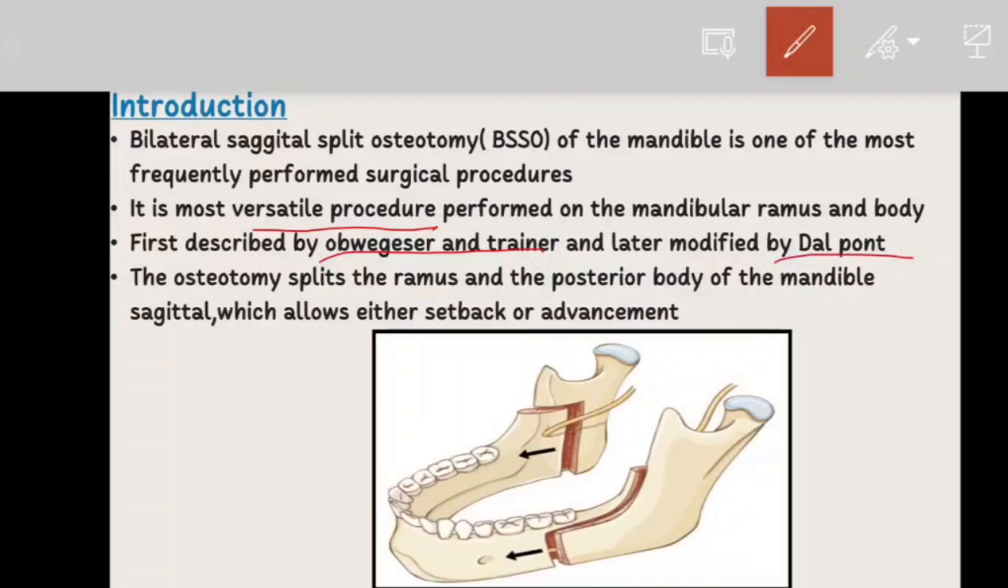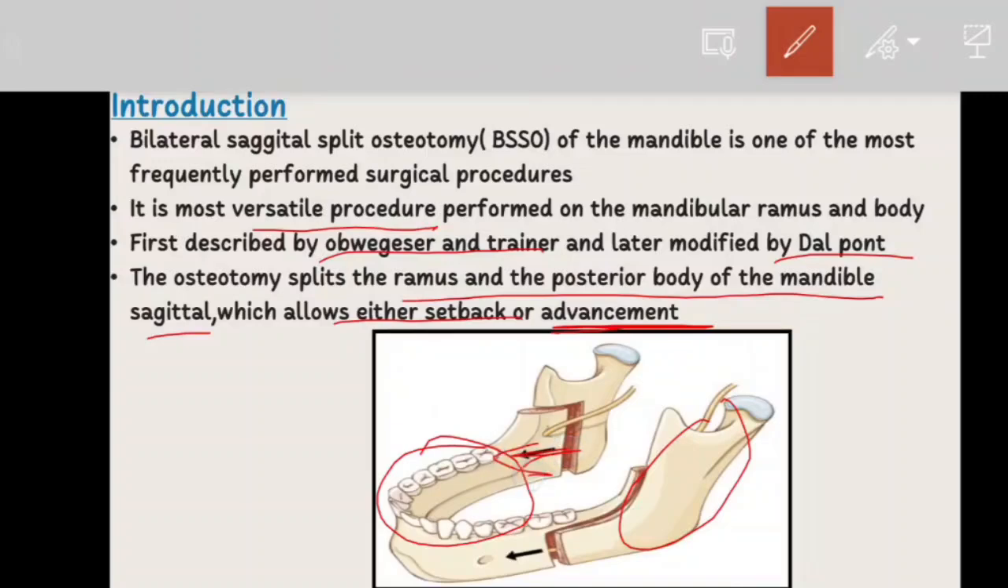In this surgery, we split the mandibular ramus and the posterior body of the mandible in a sagittal direction. Because of this split, we can move the mandible forward and backward, that is a setback or advancement. The diagram shows the mandible divided into two segments, the tooth bearing segment and the condylar bearing segment, and the arrows show the forward and backward movement.